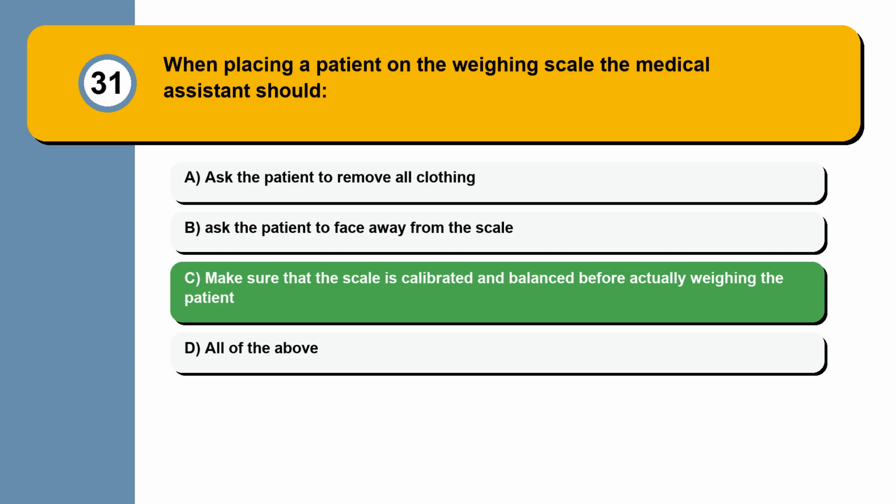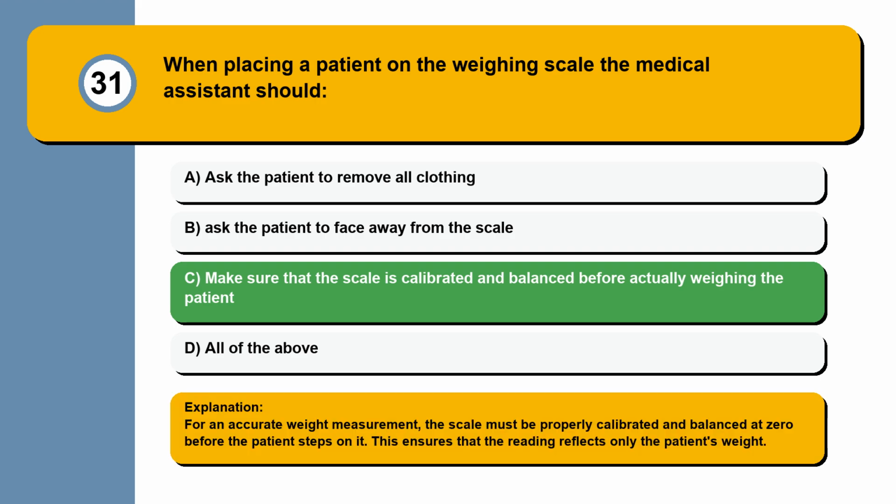Make sure that the scale is calibrated and balanced before actually weighing the patient. Explanation. For an accurate weight measurement, the scale must be properly calibrated and balanced at 0 before the patient steps on it. This ensures that the reading reflects only the patient's weight.